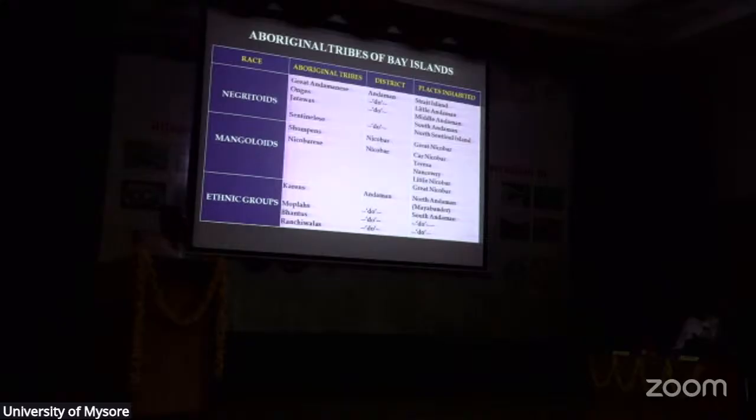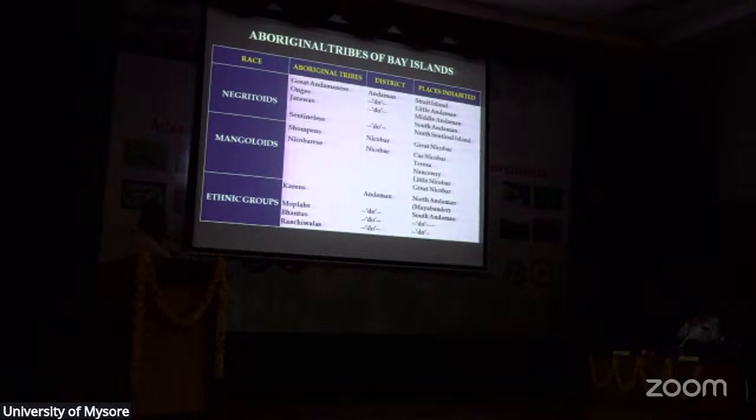Coming to these tribals, we have two important categories, belonging to two sects: one is the Negrito sect and another is the Mongoloid sect. In the Negritos, we have the Great Andamanese, Onges, Jarawas, and Sentinelese. Of course, the Sentinelese are still hostile. Even in 2018, they killed John Allen Chau, an American missionary who came to meet them. He was killed, and his body was not retrieved by the Andaman administration.